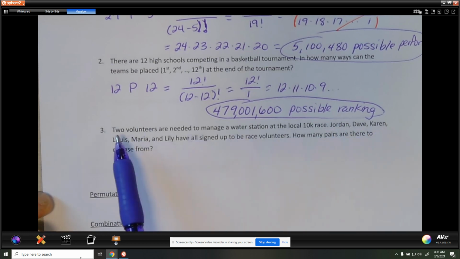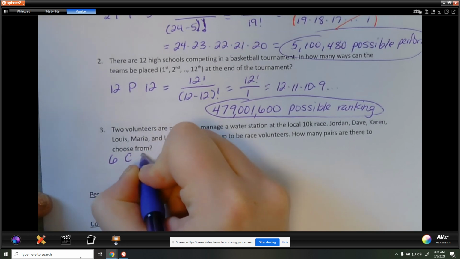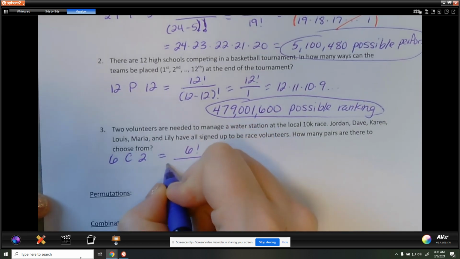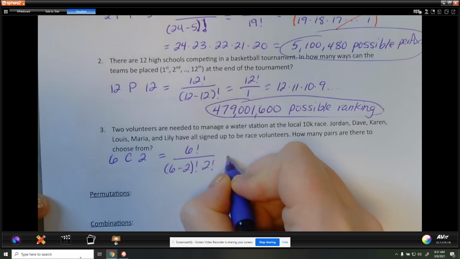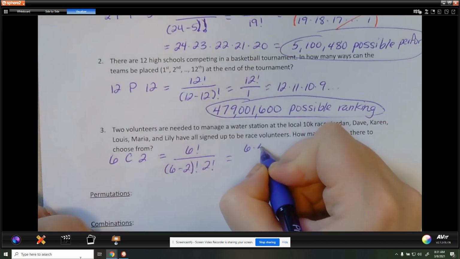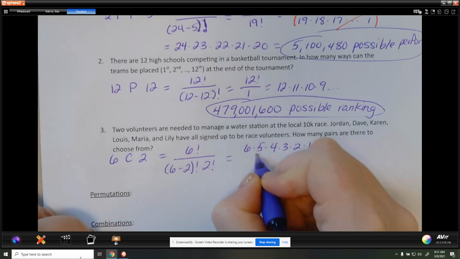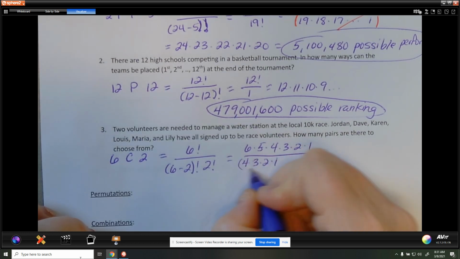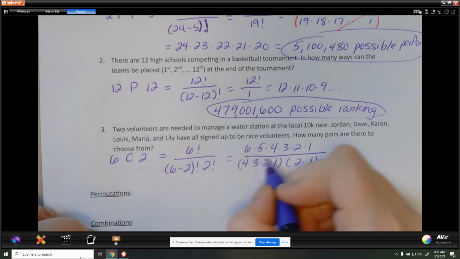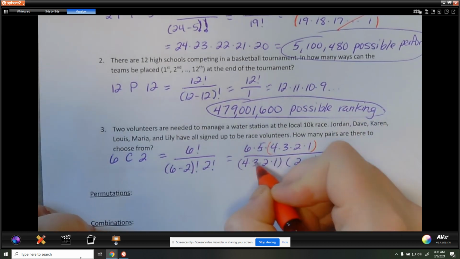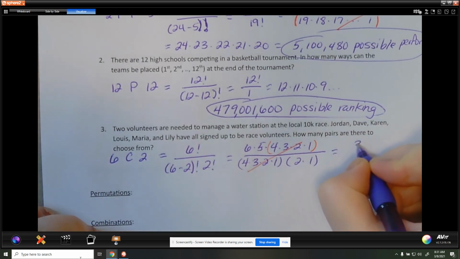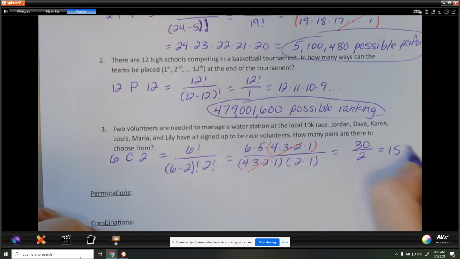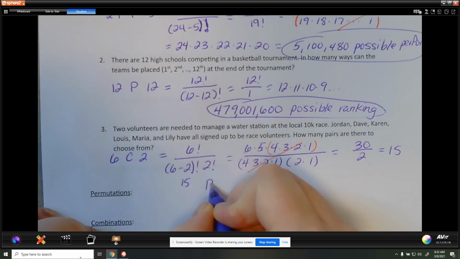So we've got 1, 2, 3, 4, 5, 6, and we're going to choose 2 for pairs. So this is a combination. So we've got 6 factorial all over 6 minus 2 factorial times 2 factorial. All right, so we've got 6 times 5 times 4 times 3 times 2 times 1 up top. This is 4 factorial, so 4 times 3 times 2 times 1, and then we got another 2 times 1 in there. So those simplify. So we have 30 over 2. When we multiply 6 times 5 is 30, 2 times 1 is 2. So we have 15 possible pairs, 15 pairs available.